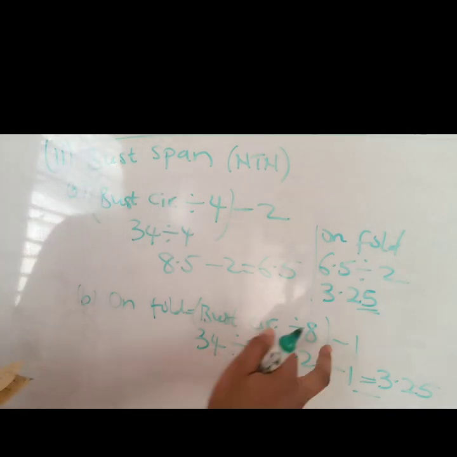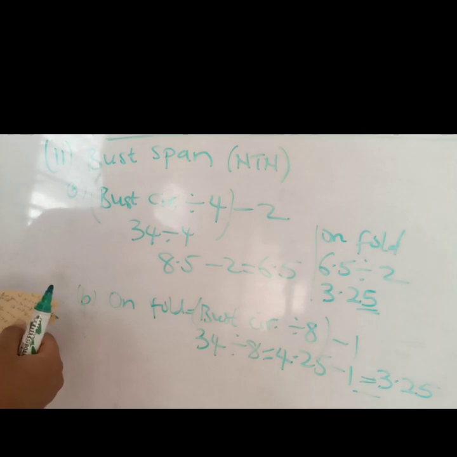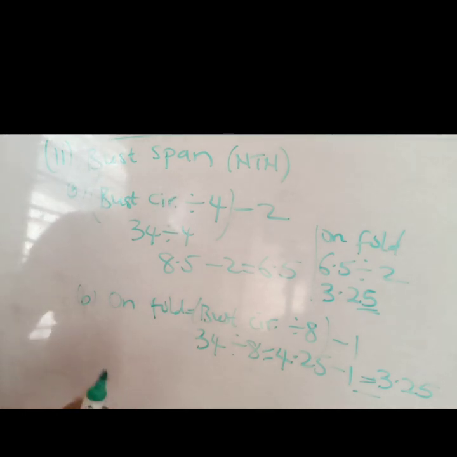If you don't want to use bust circumference divided by 4, you simply divide the bust circumference by 8 and subtract 1. Here we are subtracting 2. Here we are subtracting 1. And you will still get the same thing.